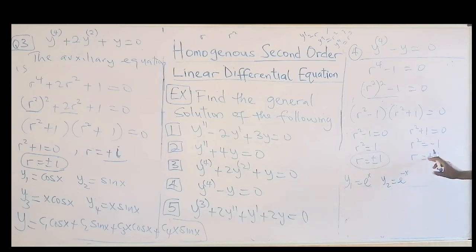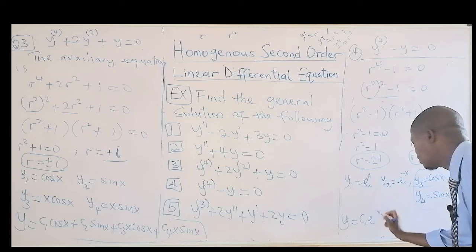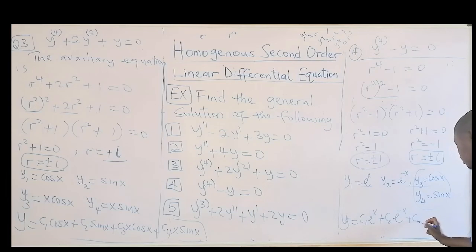Then here, the real part is 0. The alpha is 0. So we can have y3 here, which is equal to, we only have the coefficient of i is 1, so we're going to have cos x here. And then we can have y4, the continuation of that, which will be equal to sin x. So this solution is giving us this one. The general solution for this one will be y equal to c1 e^x plus c2 e^(-x) plus c3 cos x plus c4 sin x. So that's the general solution.